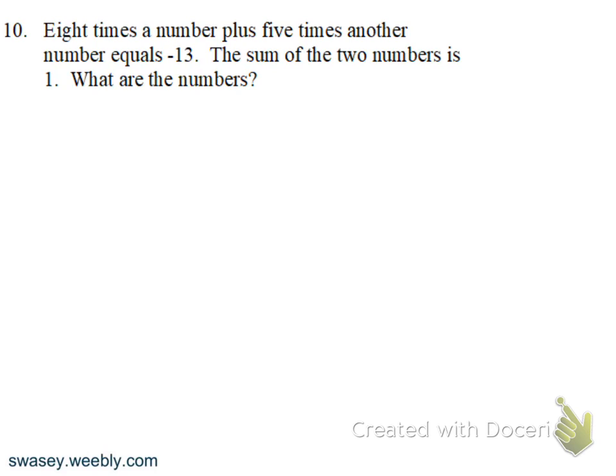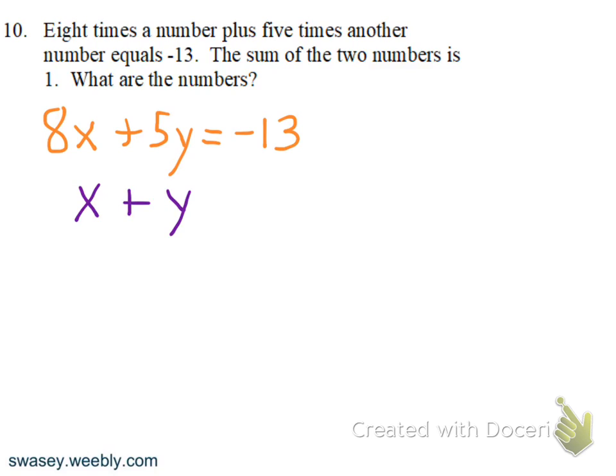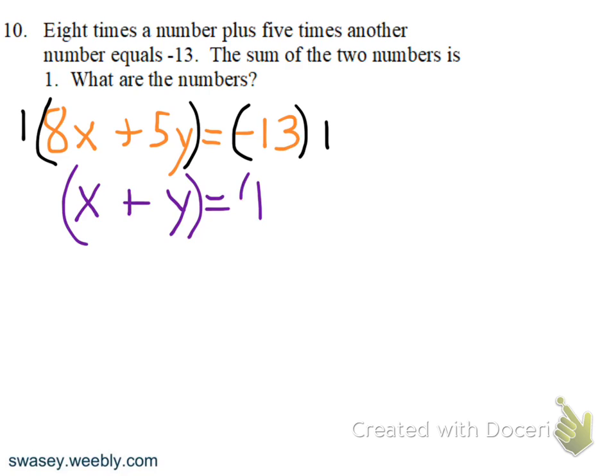Here we've got to translate this. 8 times the number, so 8 times x, plus 5 times another number, we'll call that other number y, equals negative 13. Second equation, sum of two numbers is 1. We can't add them like they are because nothing would be eliminated. So let's multiply the top equation by 1 and the bottom one by negative 8.